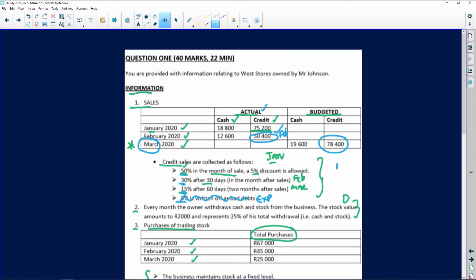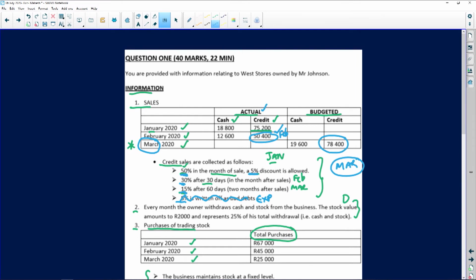Right, and now let's look at how I am going to receive payment. So remember, now I'm selling in March. So if I'm selling in March, 50% of my debtors will pay me in the month of March. And clearly, I want that 50%. However, a 5% discount is also allowed. So because my debtors 50% will pay me on time, I need to give them some kind of reward. So the reward that I'm giving them is that discount. Now remember, that discount is obviously going to reduce the amount of money I am going to receive.